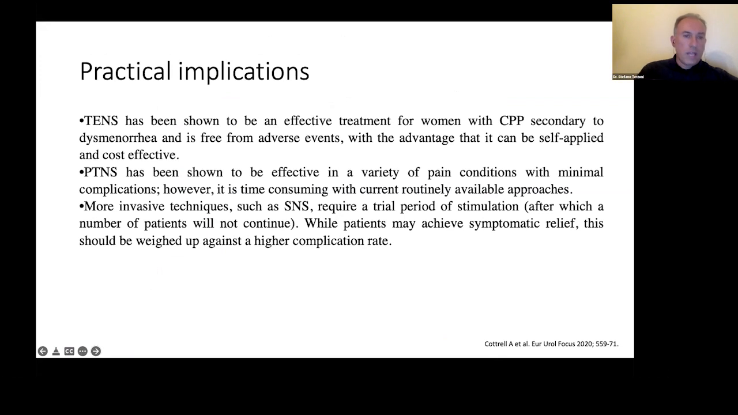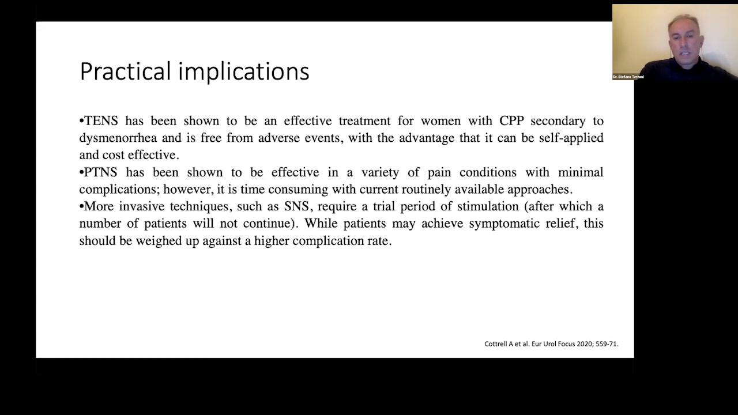So overall, summarizing and going towards the conclusions, TENS has been shown to be an effective treatment for women with CPP and dysmenorrhea, and is free from adverse events. It's also cost-effective. PTNS has been shown to be effective in a variety of pain conditions. It's time-consuming because it requires the patient to come to the hospital or to a consultation. Of course, the possibility of doing it transcutaneously and to educate the patient on how to do this treatment on his own at home is a major advantage.